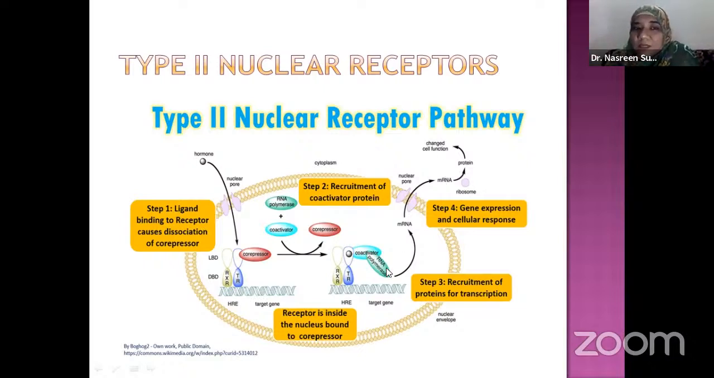The hormone crosses the plasma membrane, crosses the nuclear membrane, crosses the nuclear pore, enters the nucleus, goes to the DNA, binds to the receptor, and this receptor, when it is in an inactive state, is bound to a corepressor. Once it is activated, the corepressor gets replaced by the coactivator, and there will be a change in the sequence of events.